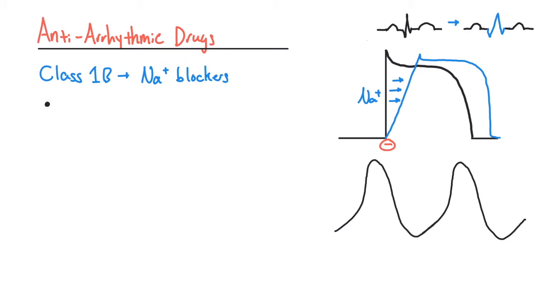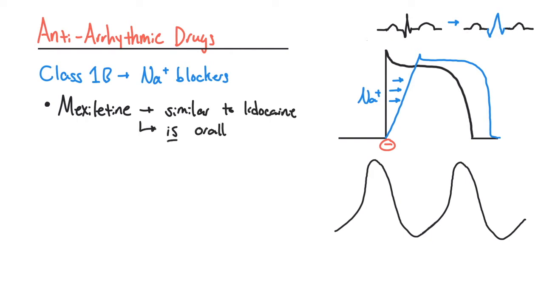The other drug that we're going to talk about in class 1B is mexiletine. Mexiletine is essentially in the same family as lidocaine, and it's very similar to lidocaine. But the benefit of mexiletine is that it is orally bioavailable. Mexiletine is not benign. It does have some serious side effects, one of which is tremor. And it also has a fairly high rate of nausea and vomiting.